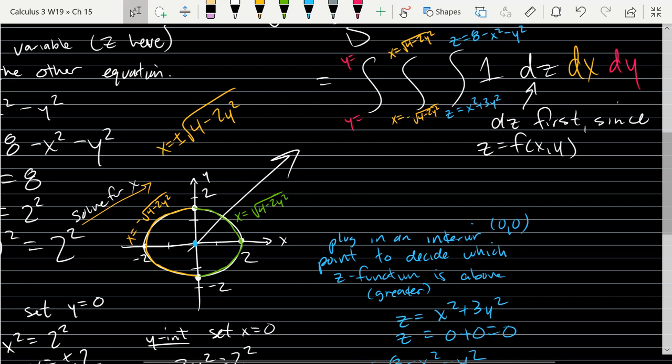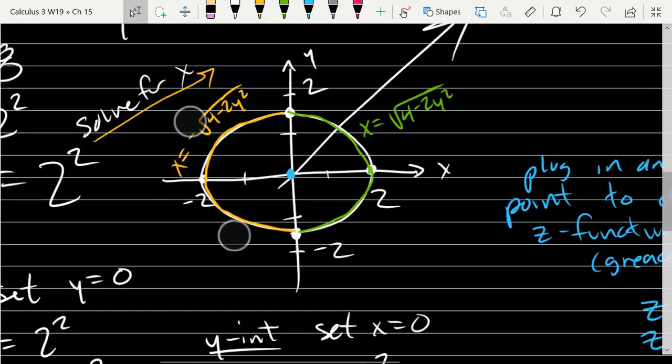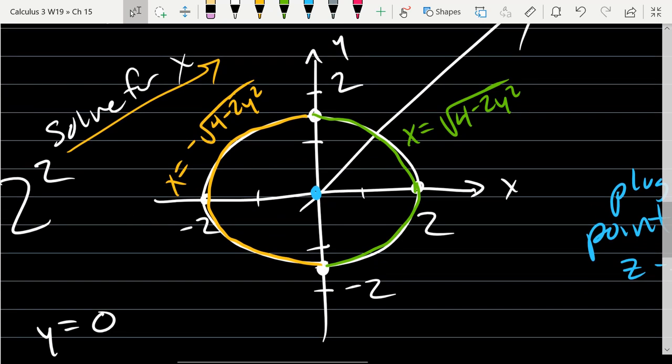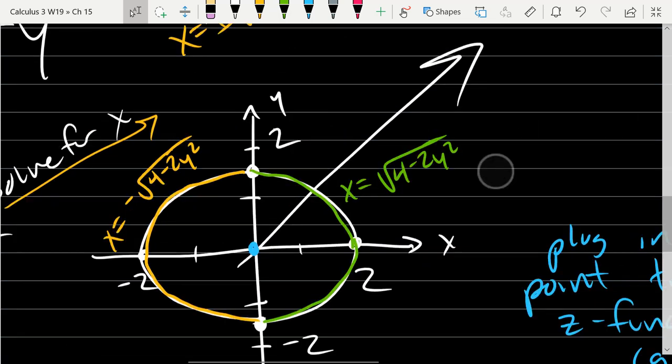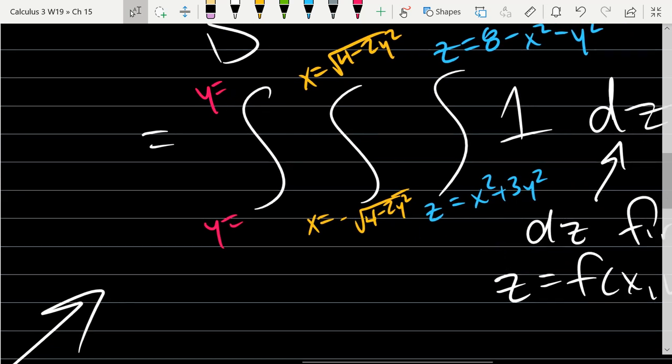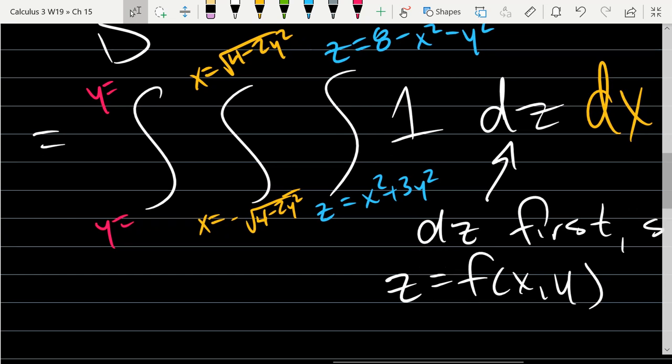These need to be numbers. You always have to get numbers on your outside. Your outermost bounds can't depend on anything. They have to be constants. So let's think about what we did before. Before, we took three dimensions and turned them into two dimensions. So we eliminated our z. Not a coincidence that that was the first variable we integrated. We eliminated z. Next up, we eliminate x.